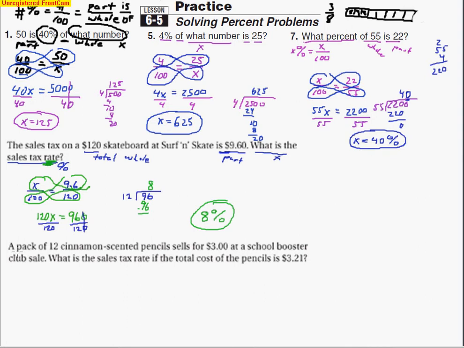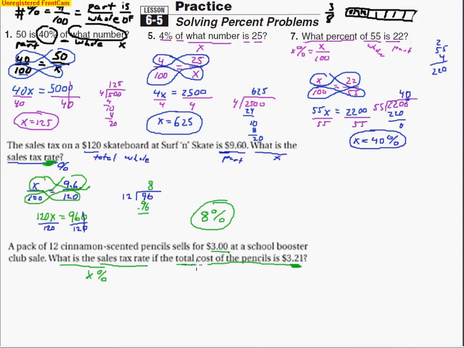Well, here's the other problem. This is similar to the last problem in the practice workbook. It says a pack of 12 cinnamon scented pencils sells for $3 at a school booster club sale. What is the sales tax rate? Oh, they want to know the sales tax rate again. They want to know x percent. We don't know what that is. It says if the total cost is $3.21. Now, careful here. This is kind of a misnomer.